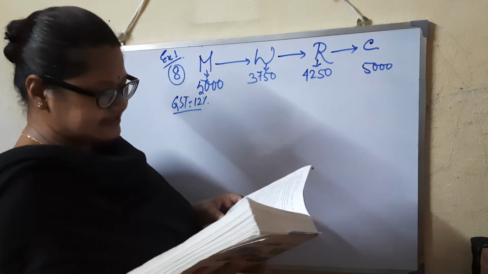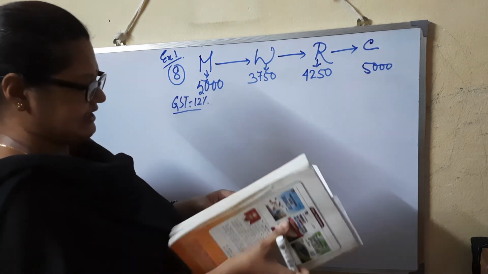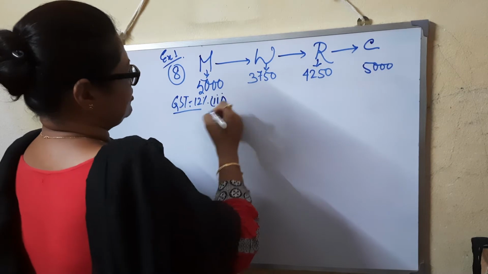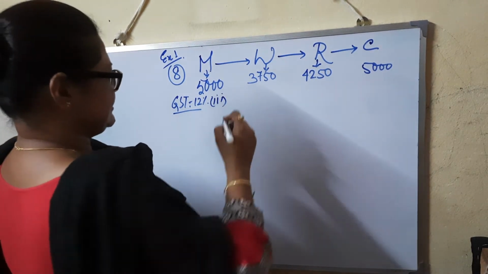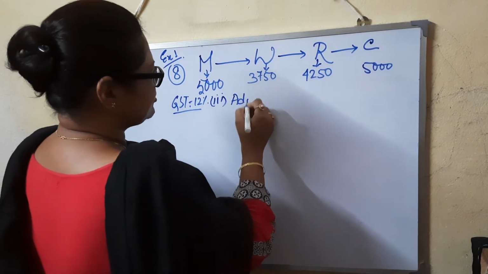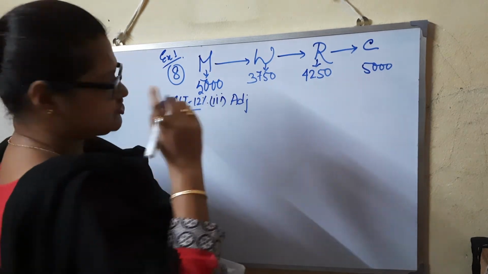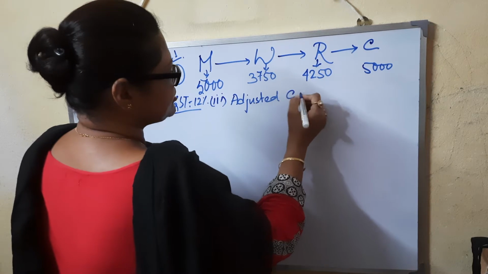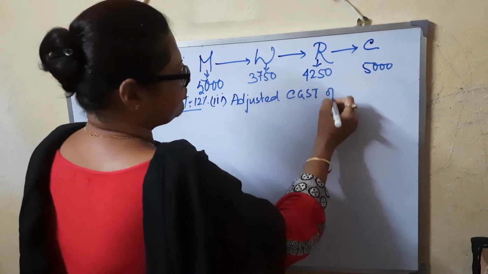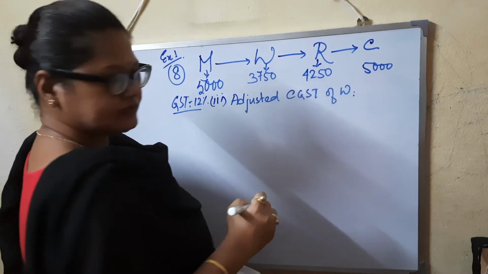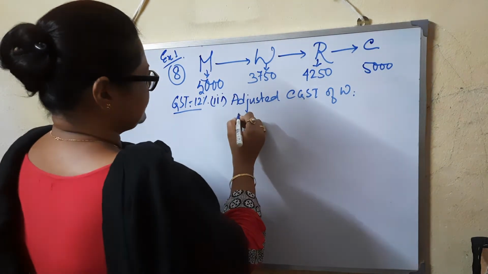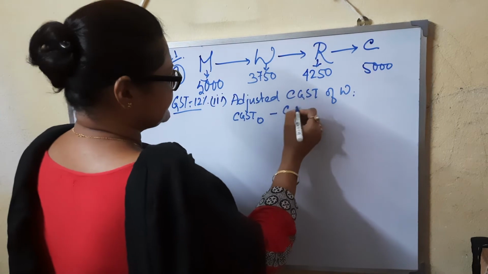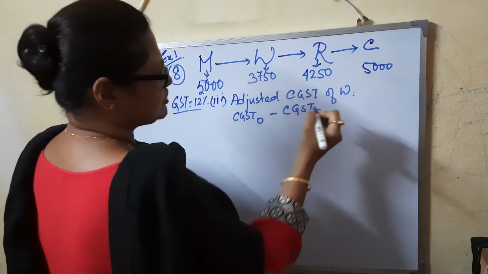The amount of tax which the wholesaler pays to the central government. So that means CGST. Now, the wholesaler paying the CGST will be an adjusted or set-off net GST, the adjusted CGST of the wholesaler. That means CGST at the output level minus CGST at the input level.